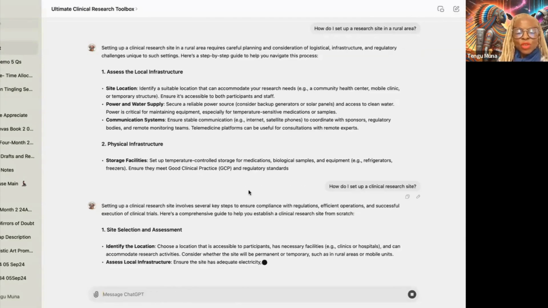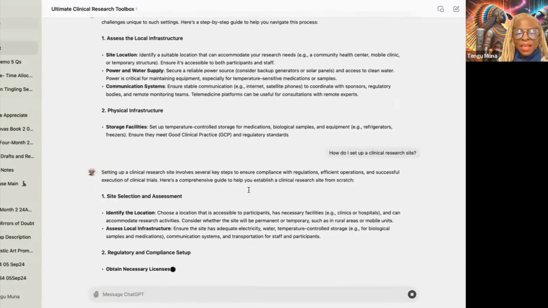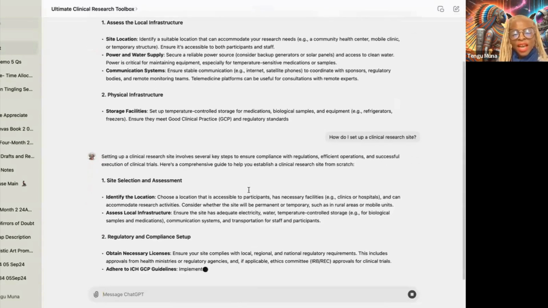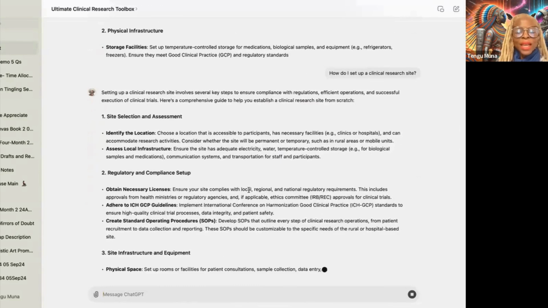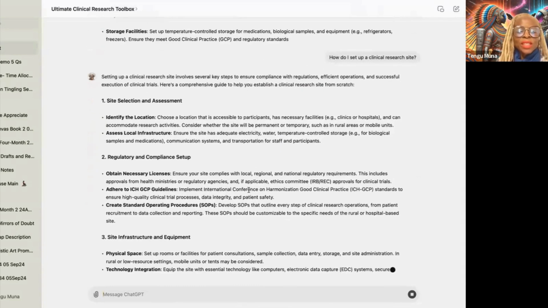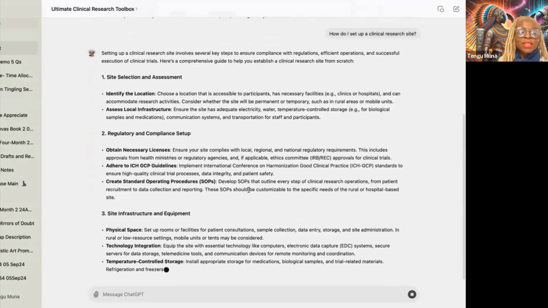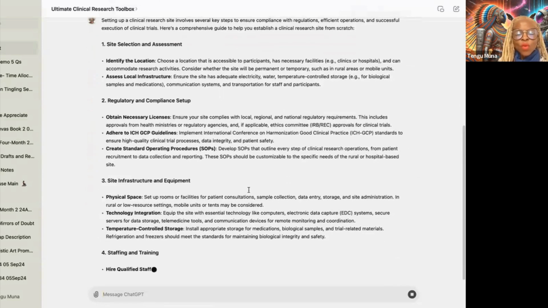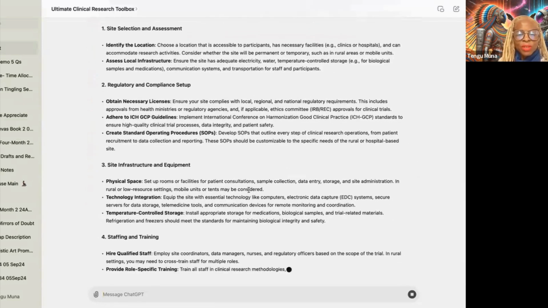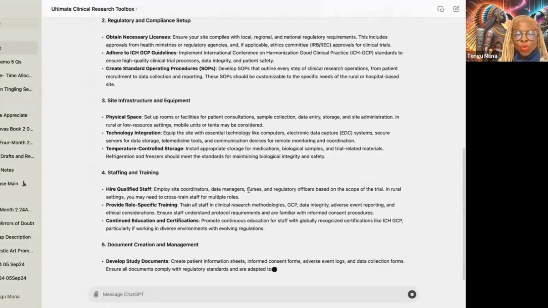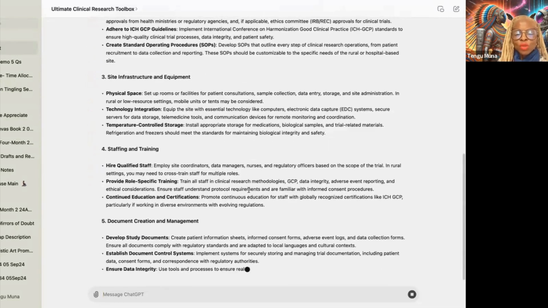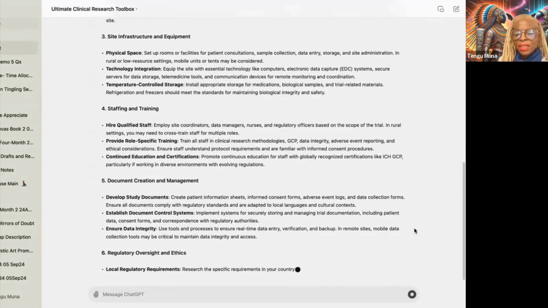And then it gives you the assessment: identifying the location, assessing local infrastructure, regulatory and compliance setup, obtaining necessary licenses. This toolbox is for anyone who wants to set up a clinical research site anywhere, just to reiterate. And these are the tools that you would need if you want to set up a clinical research site.